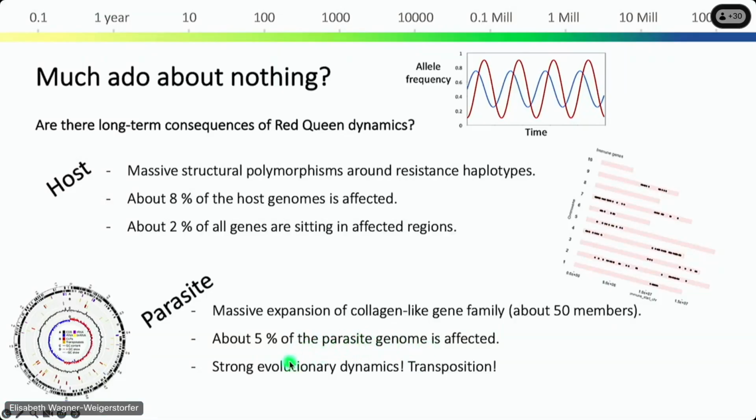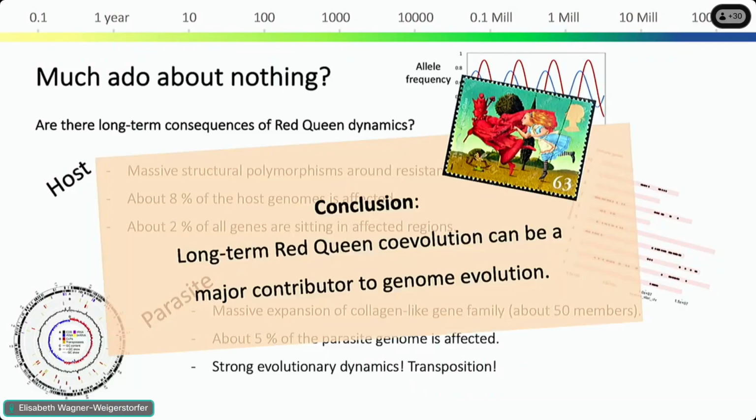And then we have very strong evolutionary dynamics. And interestingly, we found out that this collagen-like gene family is mainly evolving by transposition. And transposition, of course, affects not only these genes, but also the rest of the genome. So again, a major impact on the entire genome. So red-queen dynamics is more than just cycling of some SNPs. Conclusion: long-term red-queen coevolution can be a major contributor to genome evolution.